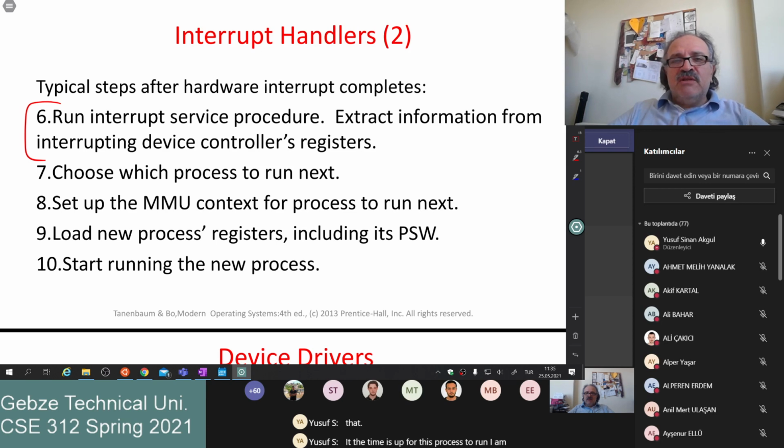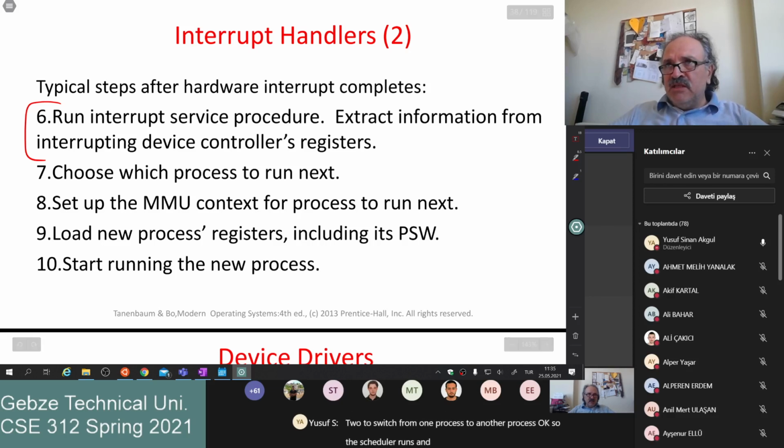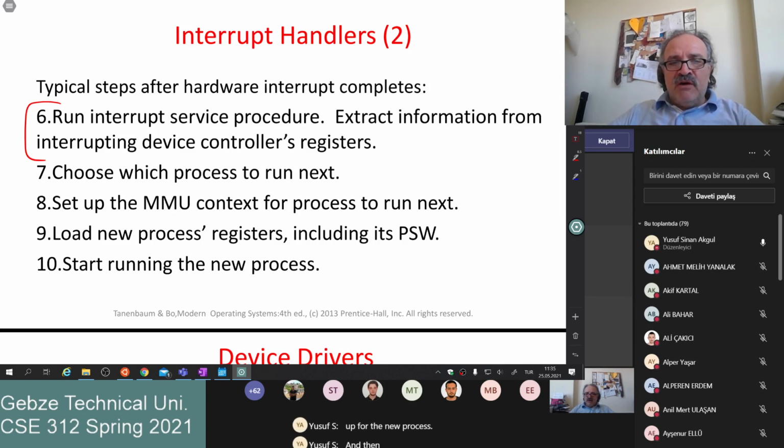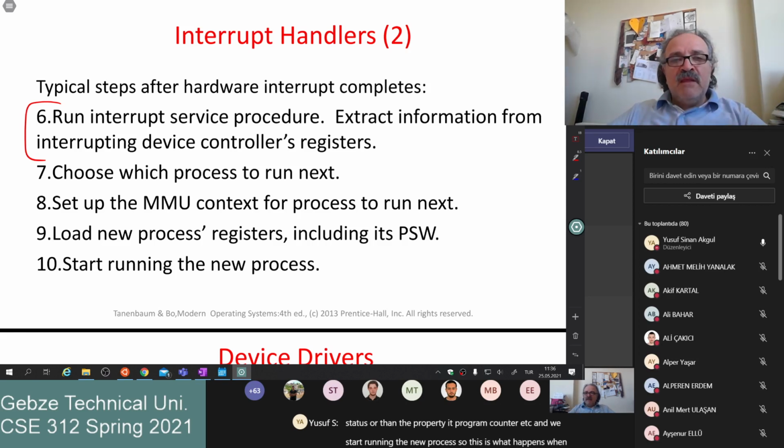I am going to switch. So this is an opportunity for us to switch from one process to another process. The scheduler runs and makes a decision for which process to run. Then accordingly, our MMU context is set up for the new process, and then we load all of our new registers from the process table, including the program status word and the program counter, etc., and we start running the new process. So this is what happens when the interrupts occur.